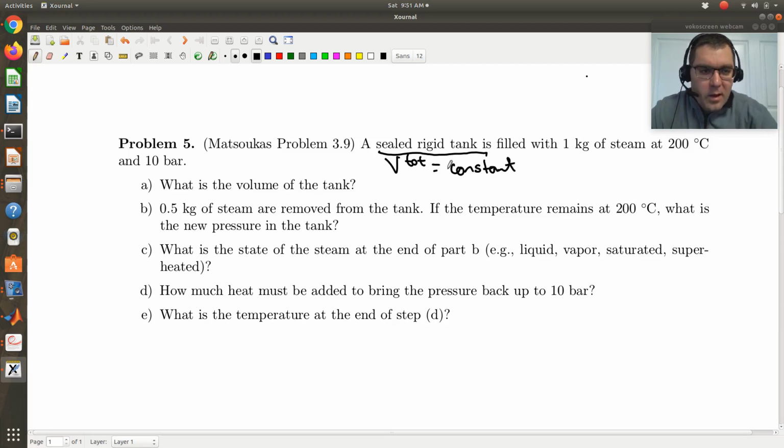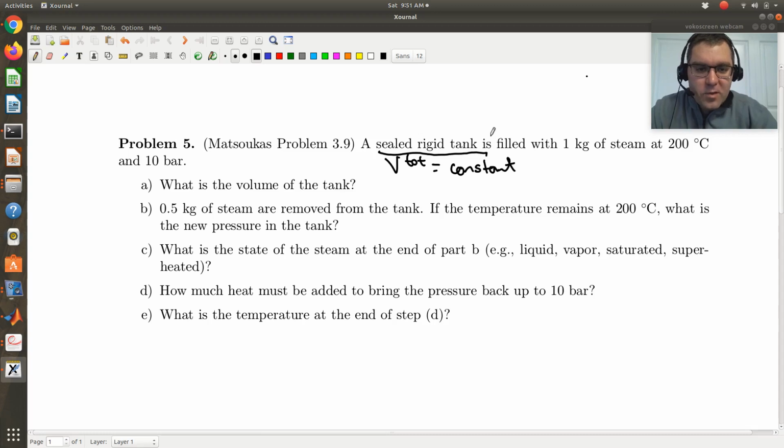And that also tells me, if I'm thinking in terms of my first law balance, delta U is Q plus W, that if I'm only dealing with PV boundary work, that work term is going to be 0. So I'm already thinking, oh great, it's just going to be delta U is Q.